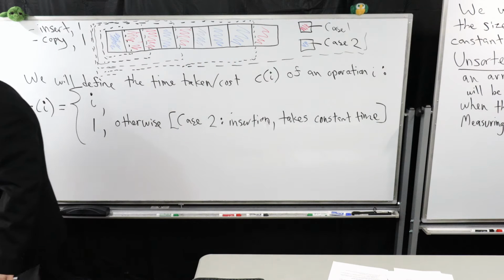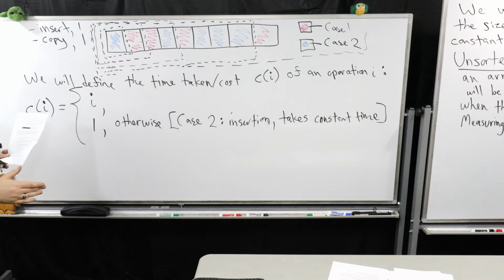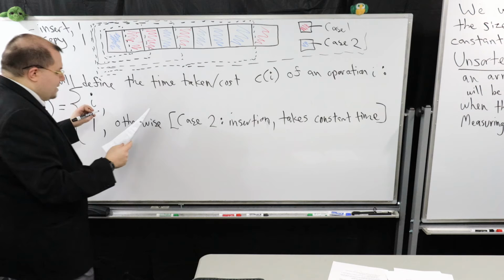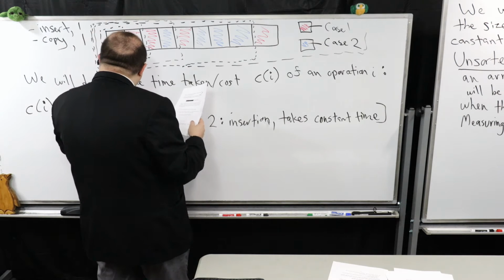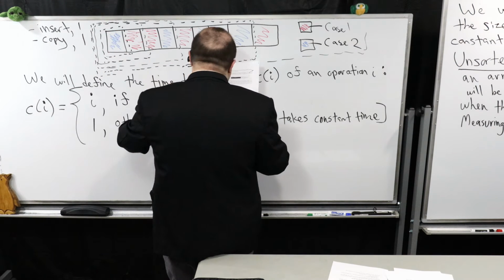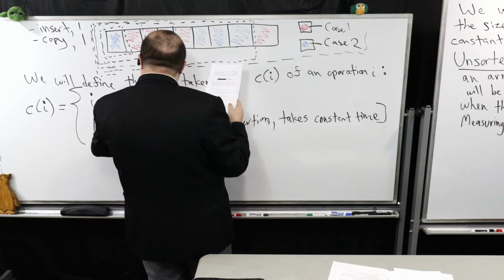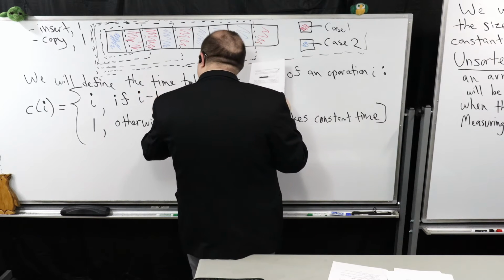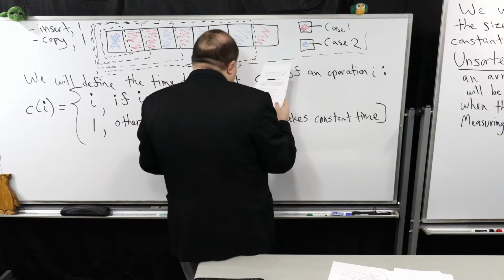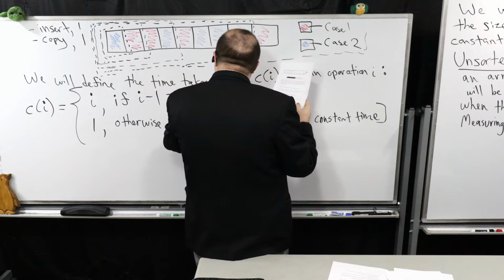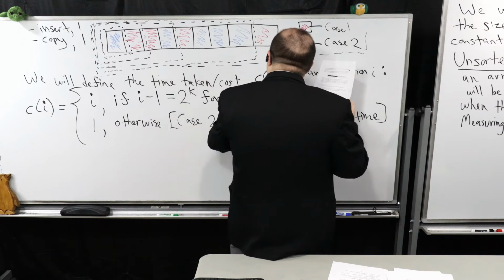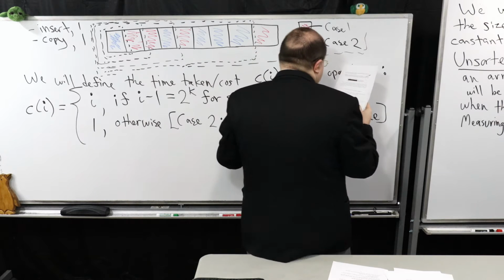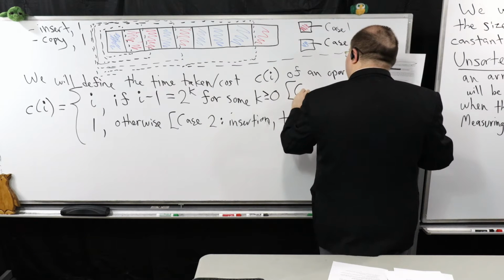So every time I double the length of the array, if I look at it with respect to my operations, I'm doubling the entire length, right? So this happens if in the previous operation, I'm at a power of 2. So if i minus 1 is equal to 2 to the power of k for some k greater or equal to 0. So this is case 1.